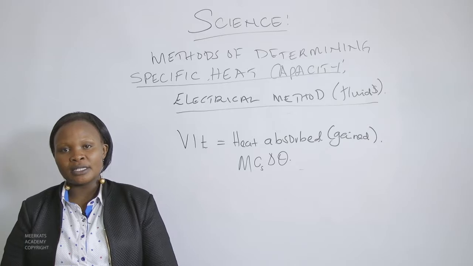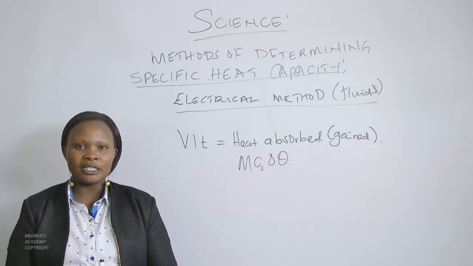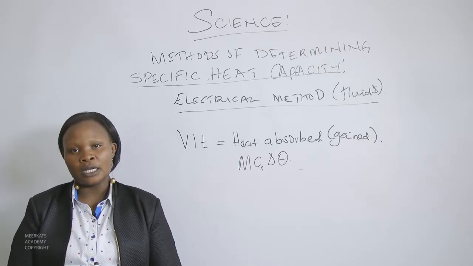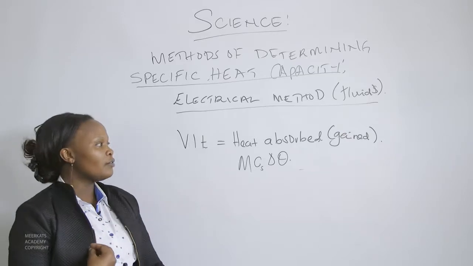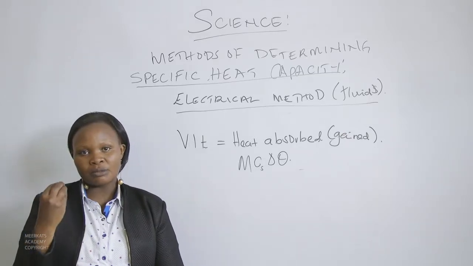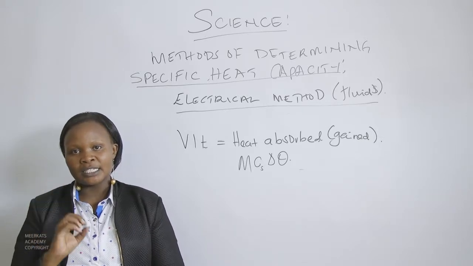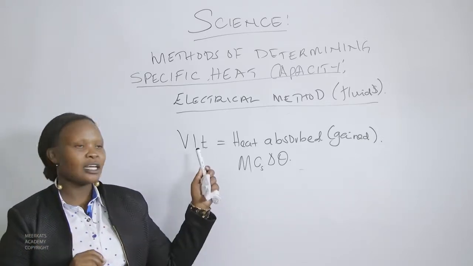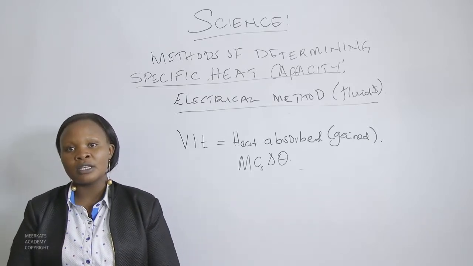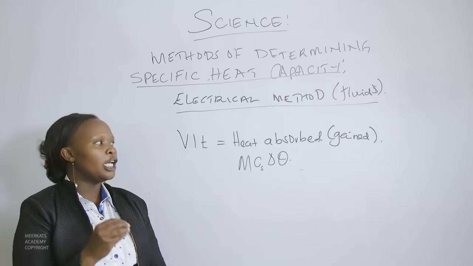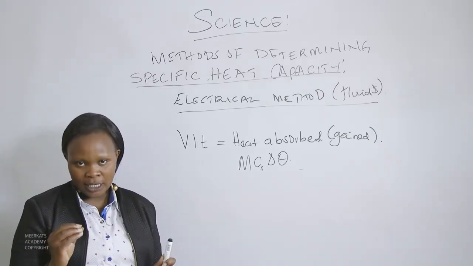Now here, we took the heat that was supplied to be going directly to our solid. But in our case, we discover that a liquid cannot exist on its own. It has to be put in a container. Therefore, when we are determining the specific heat capacity, what we should have in mind is that the heat that has been supplied by our electrical apparatus is supposed to go into our liquid as well as the container.